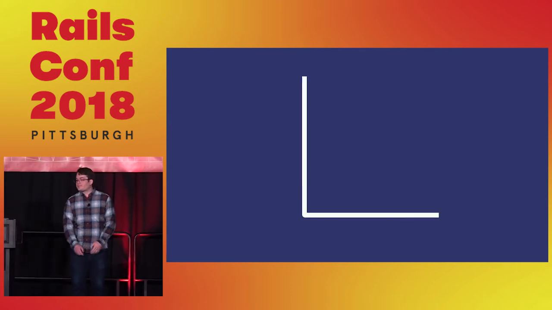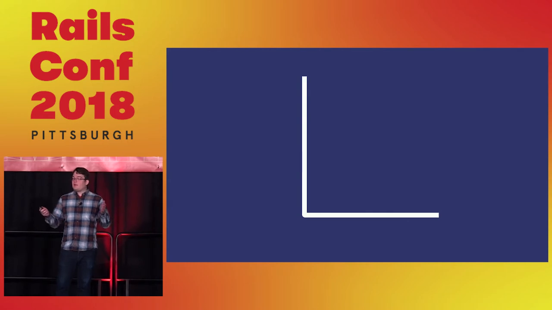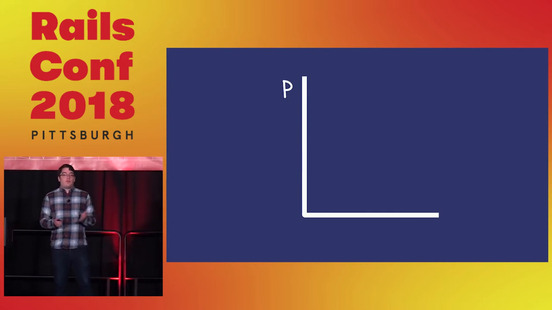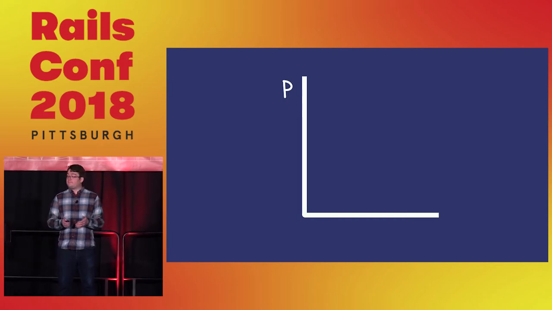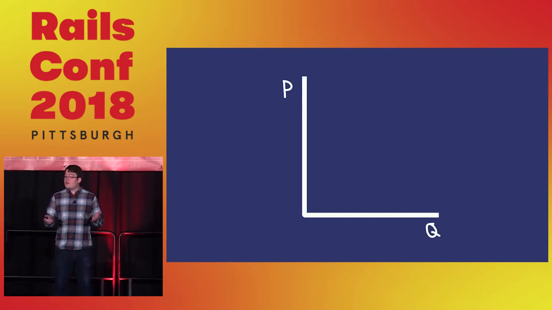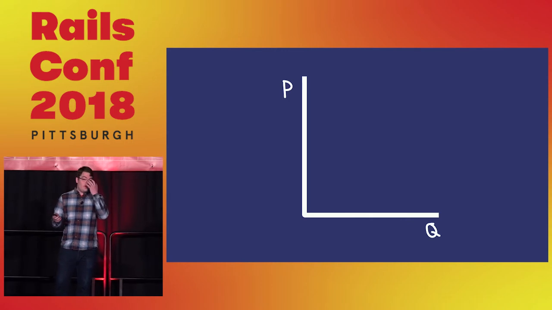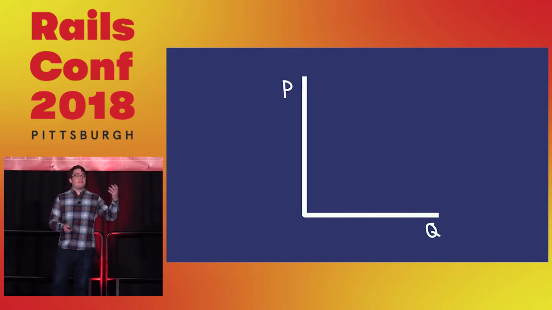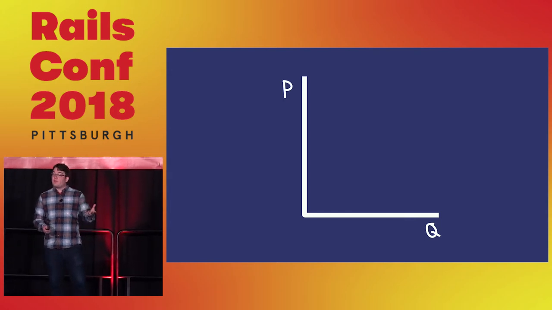So in economics, everything starts with two axes. The vertical axis is price. The horizontal axis is quantity. The price axis is based on price per unit of things that you're selling, and the quantity is the number of things that you're selling.